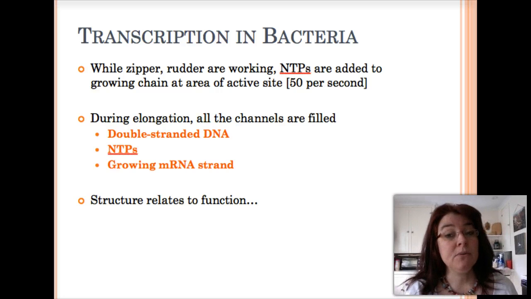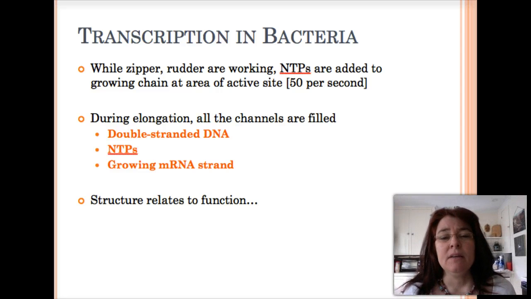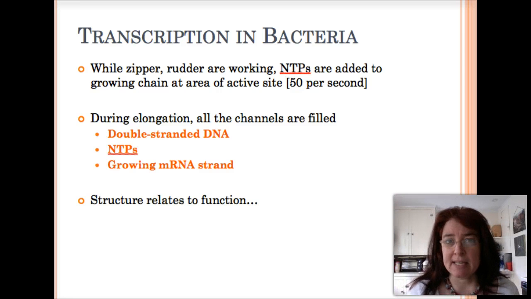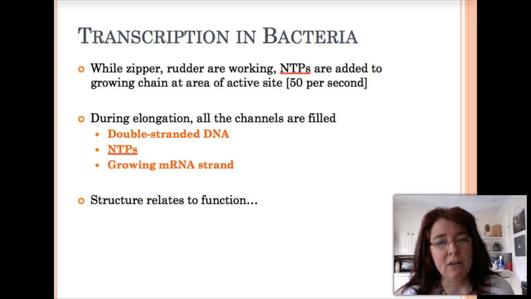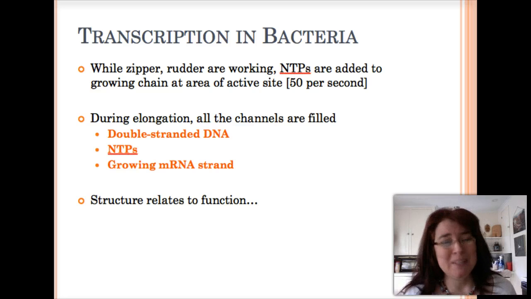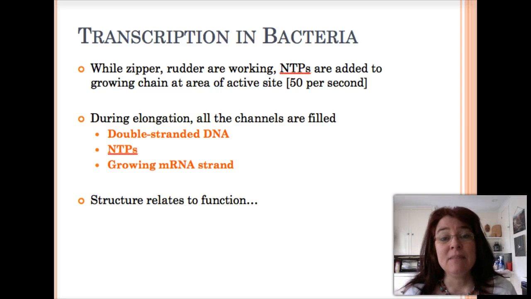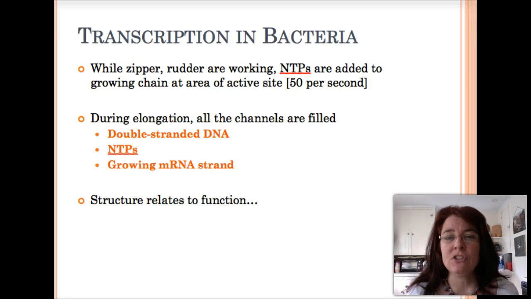So, while the zipper and the rudder work, NTPs will be added to the growing chain at a speed of about 50 per second. So I want you to think about that for a minute. This enzyme is capable of catalyzing the formation of a phosphodiester bond 50 times per second. That's a pretty amazing rate if you think about it. That's something that enzymes do for us. They allow reactions to occur in real time, non-spontaneous reactions to occur in real time.